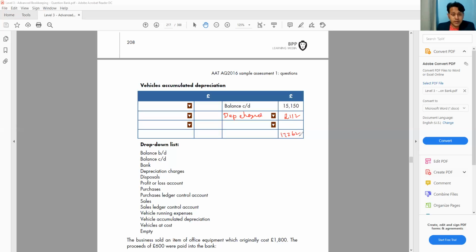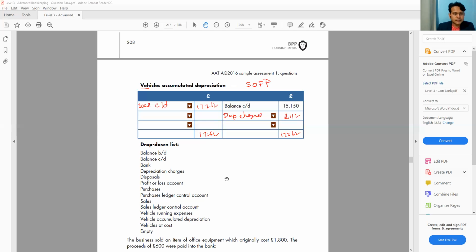This one will definitely have a balance CD and BD, because the accumulated depreciation is relevant to the SOFP, statement of financial position. We're going to say balance CD 17,262, and the total is 17,262. That's it. So that's how we can do our measures from the information we have in the question. All right, so it's not that difficult anyway. Let's move on to our next question.